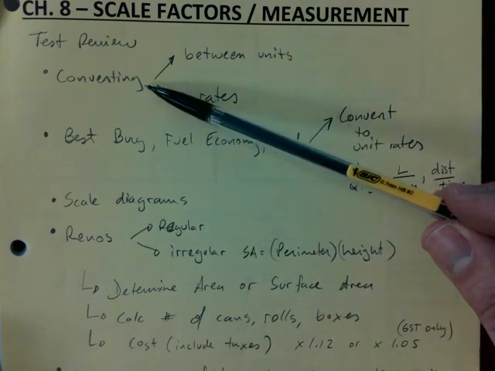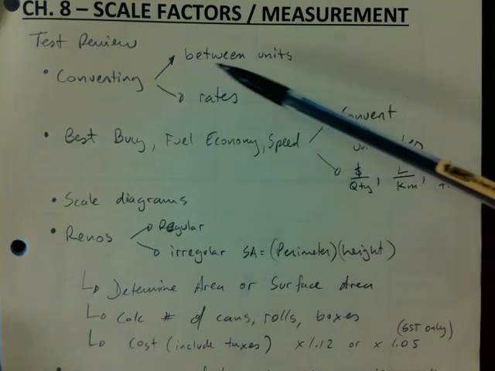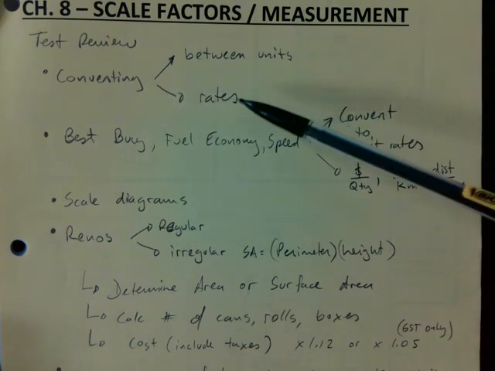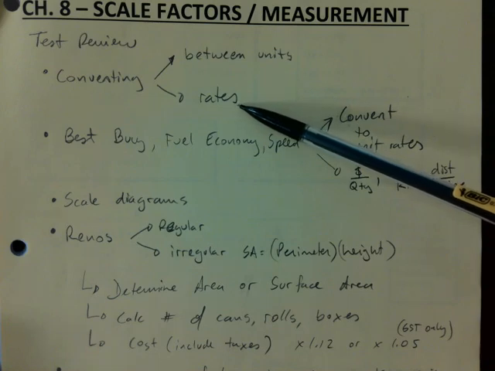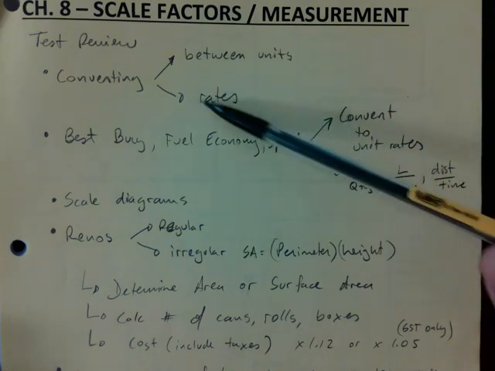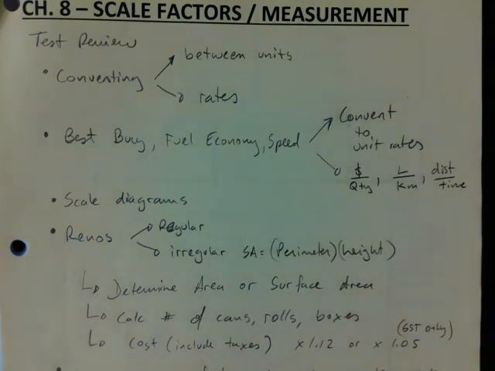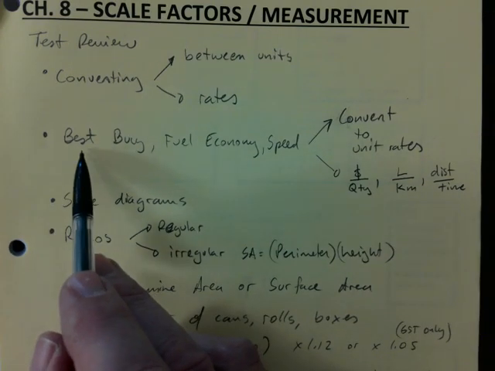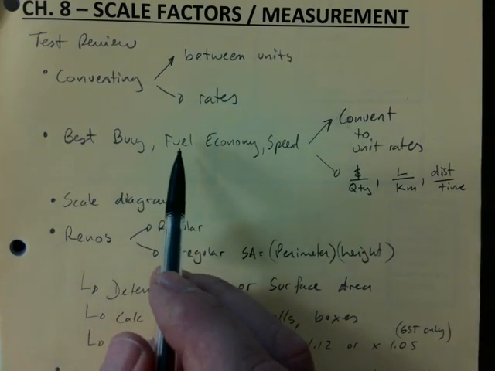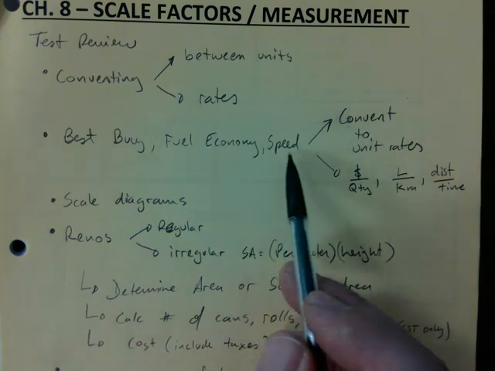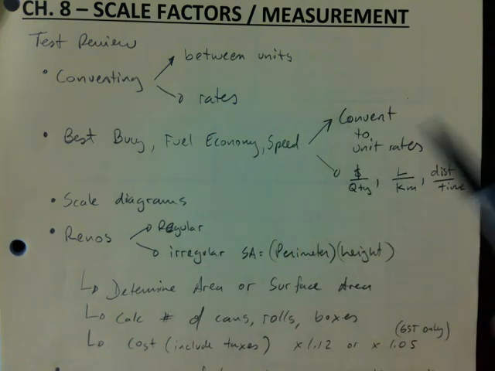But we're going to do, obviously there's going to be some converting. So between just units and also rates, I would say probably rates is going to be the one that is going to be most common. So rates is when you're converting miles per hour to kilometers per hour or stuff like that. Then the best buy kind of questions or best fuel economy, who's the fastest, questions like that.